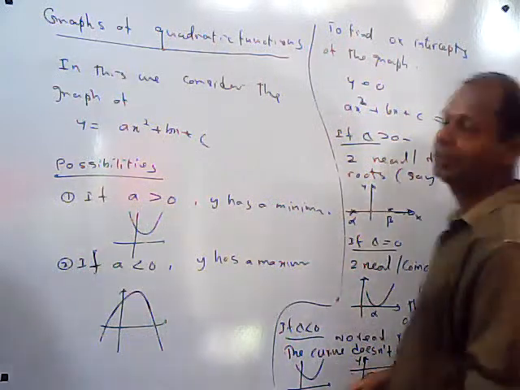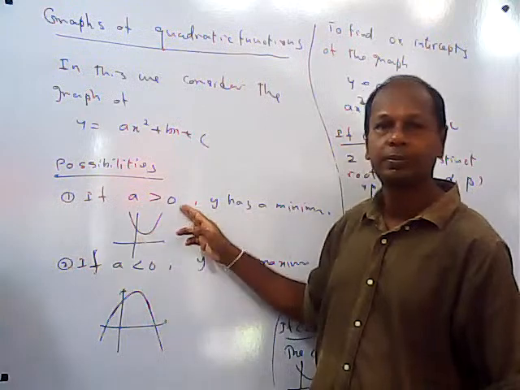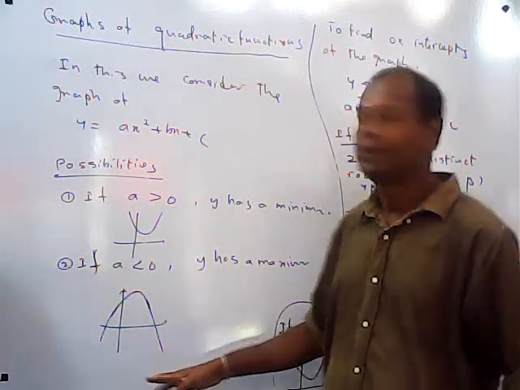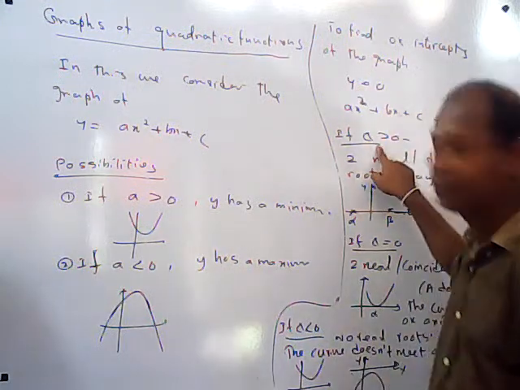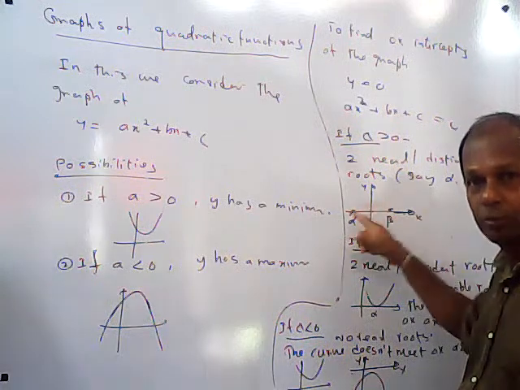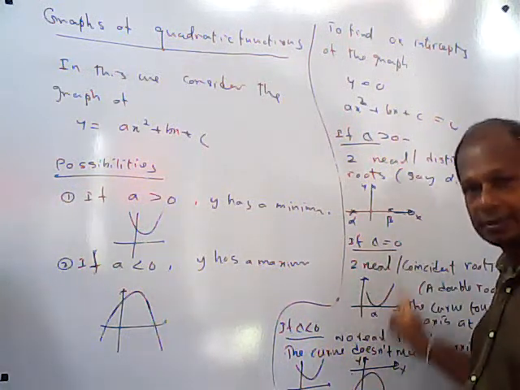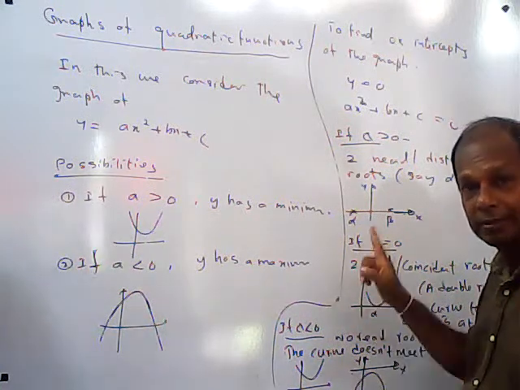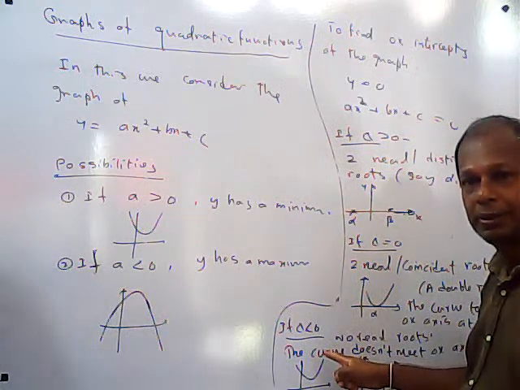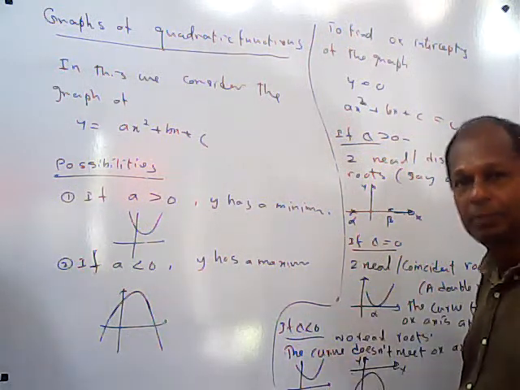So two things we consider. If A is positive, you get a minimum. If A is negative, you get a maximum. If delta is greater than 0, the curve meets x-axis at 2 points. If delta is equal to 0, it just touches the x-axis at a single point. If delta is less than 0, it doesn't meet the x-axis. It is entirely above or entirely below the x-axis.